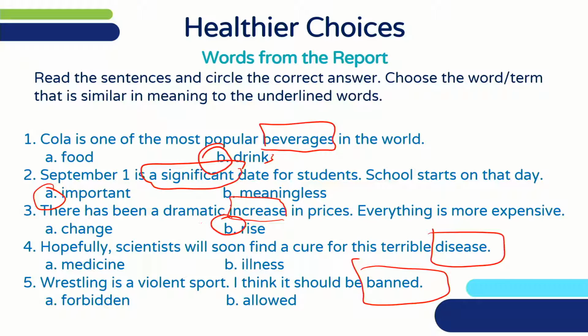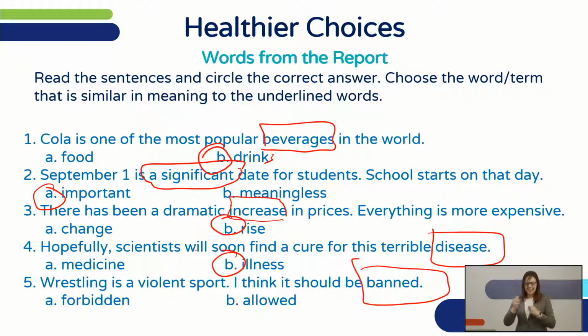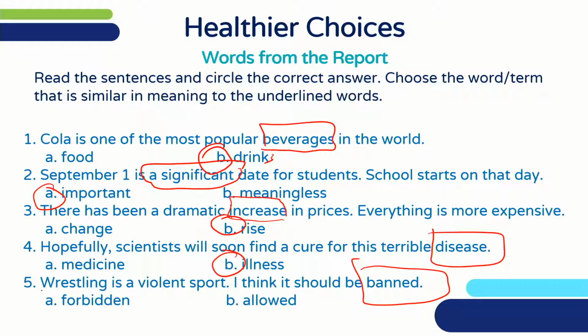The fourth sentence: hopefully scientists will soon find a cure for this terrible disease. So disease, is it a medicine? No, because cure is a medicine. But disease is an illness. Wrestling is violent, it's a bad sport. I think it should be banned. So banned is forbidden or allowed. Allowed is the opposite word. But forbidden is the synonym for banned.